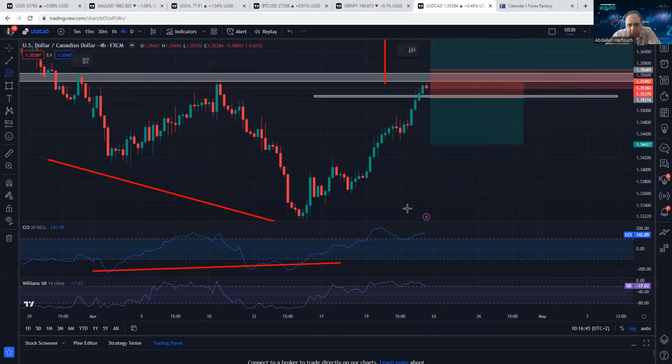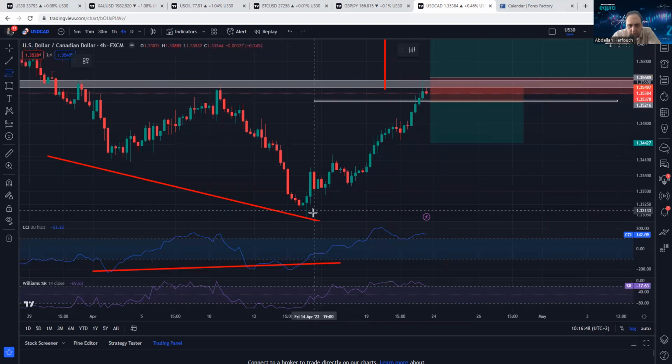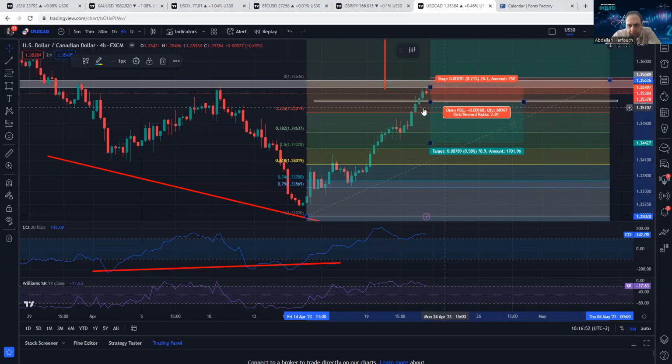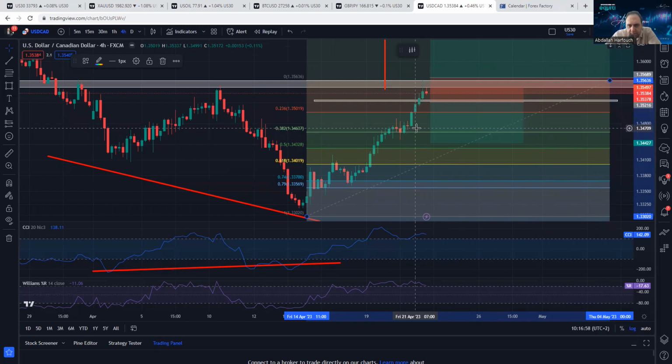Here we use the Fibonacci for all this move up. 1.3505, 1.3470, the TP2. 1.3433, the TP3. And 1.3402 or 05, the TP4.